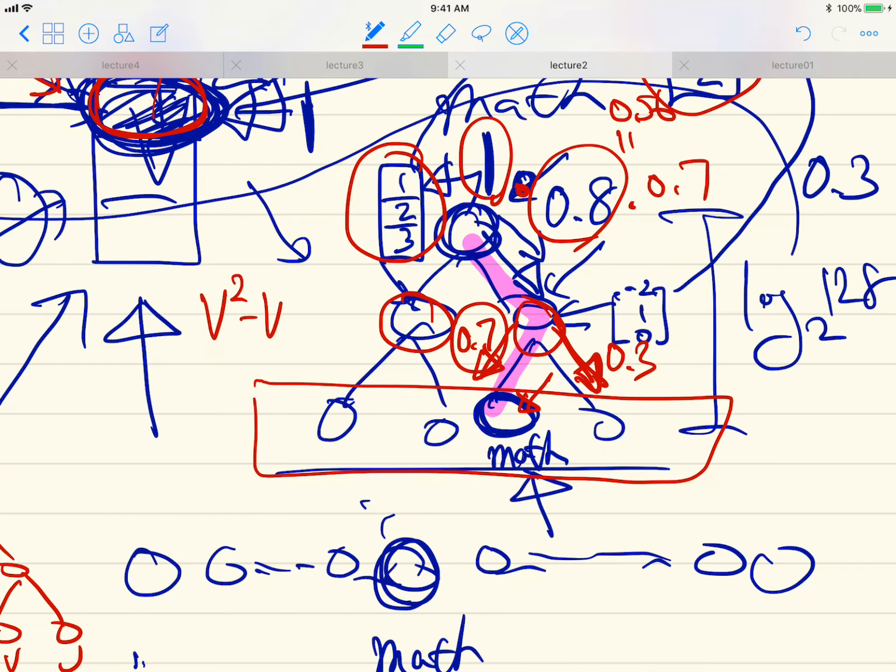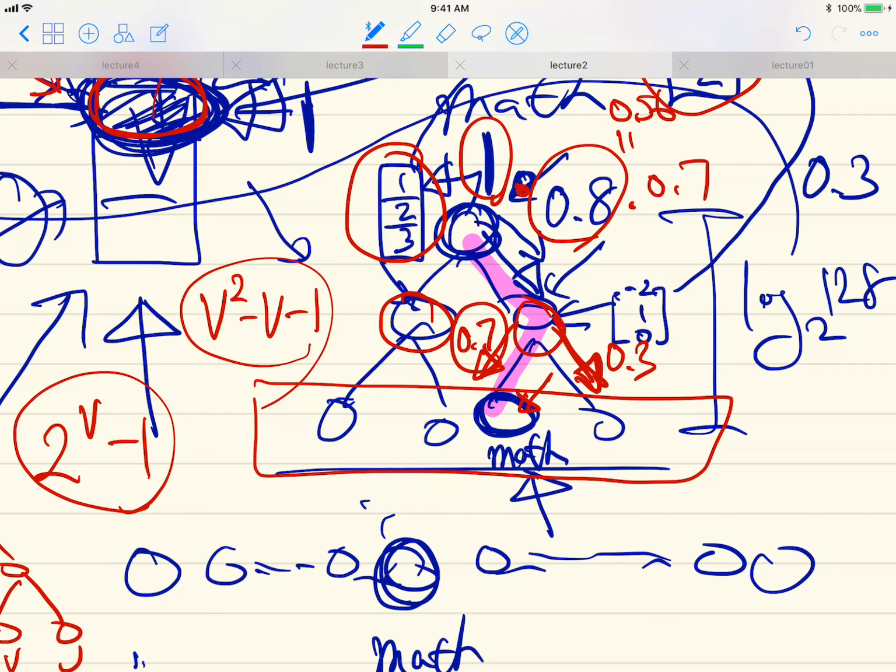v square minus v minus 1? So we have 2 candidates. Any other suggestions?